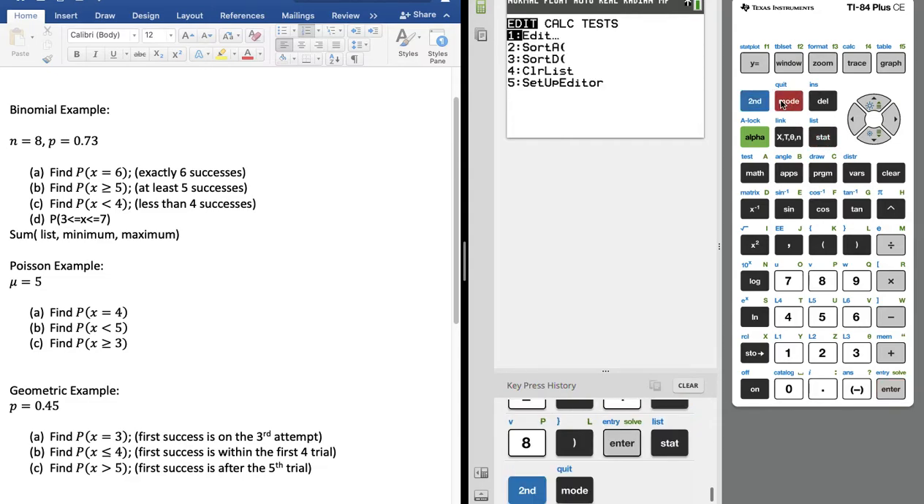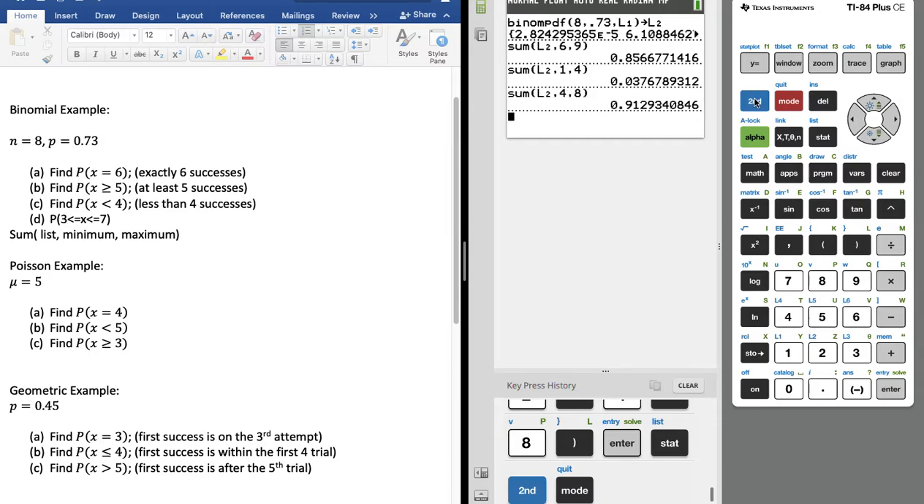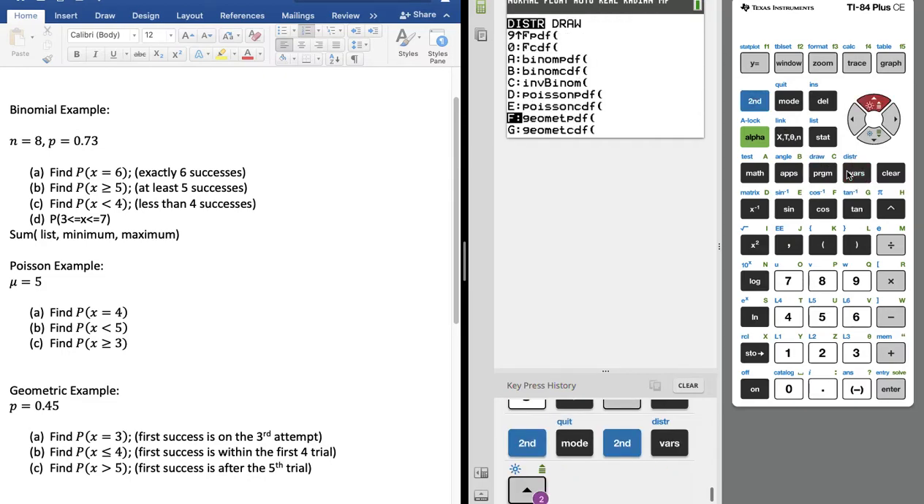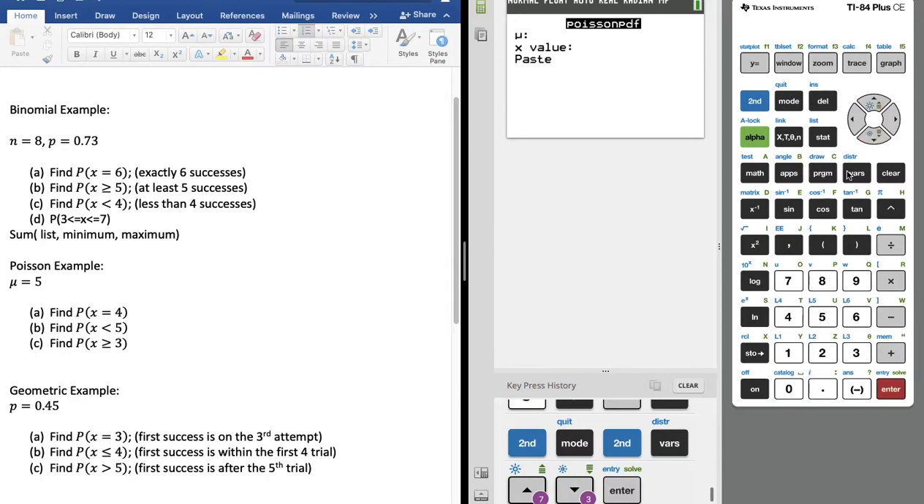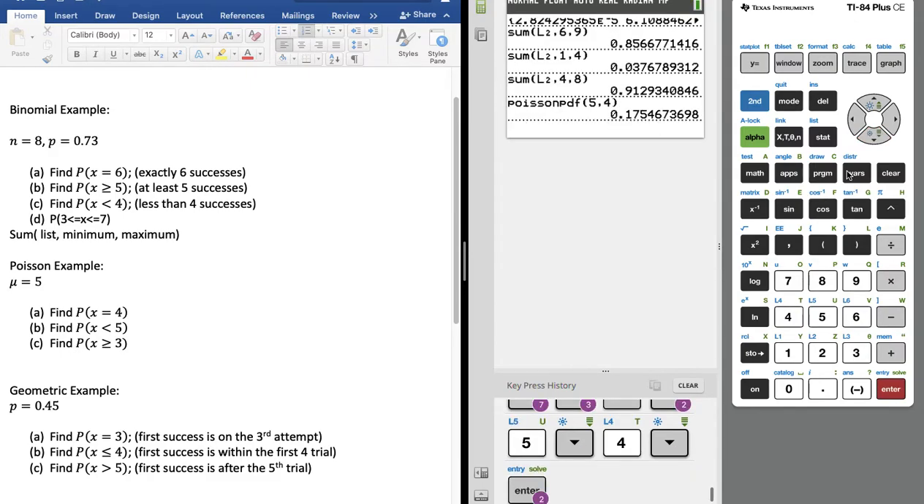So first thing is you need to know where Poisson is. So you could use the formula. However, there is a button in the calculator. So if you go to second vars and scroll down, just like if we were finding the binomial PDF, you'll see the Poisson PDF. And when I hit enter, you should see mu and an x value. Okay, so my mu is going to be 5, and if we calculated the first one, so probability of exactly 4, we'd put 4, enter, enter, and it's about 17.5% chance that there will be 4 of whatever they're talking about there. Okay, so that one's fairly easy.